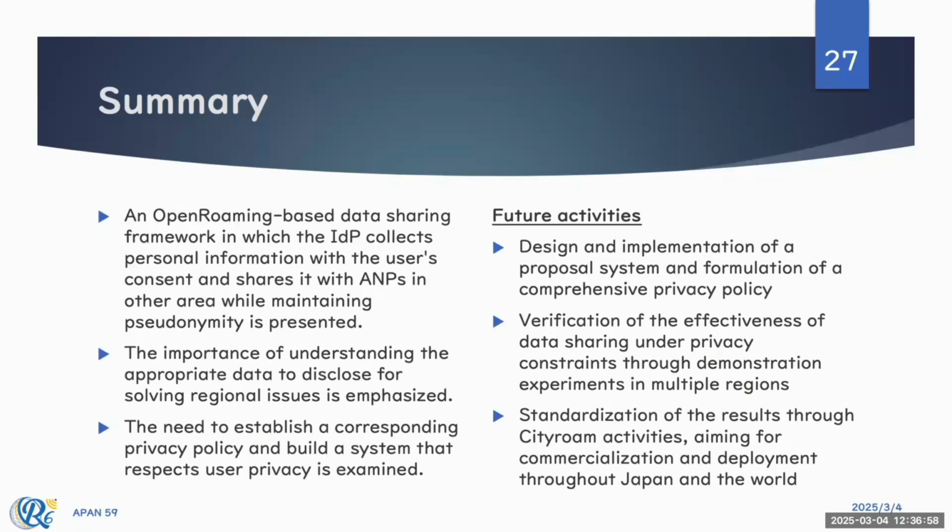For future activities, we will design and implement a proposed system and formulate a comprehensive privacy policy, and we will verify the effectiveness of data sharing and privacy constraints through demonstration experiments in multiple regions. And finally, we will standardize the results through Cityroam activities, aiming for commercialization and deployment throughout Japan and the world. That's all. Thank you for your attention.